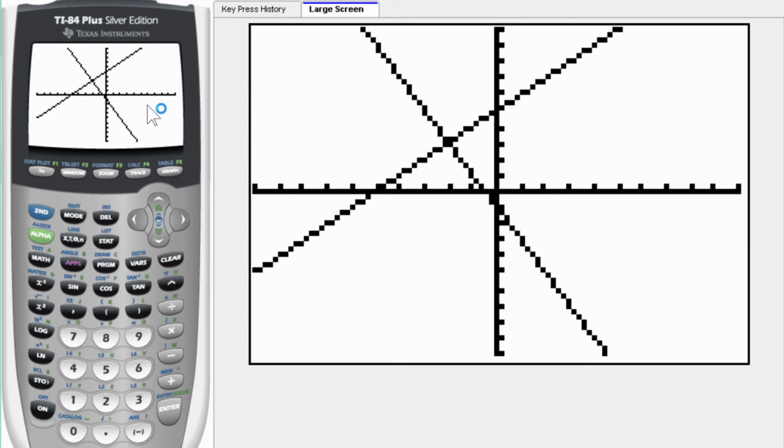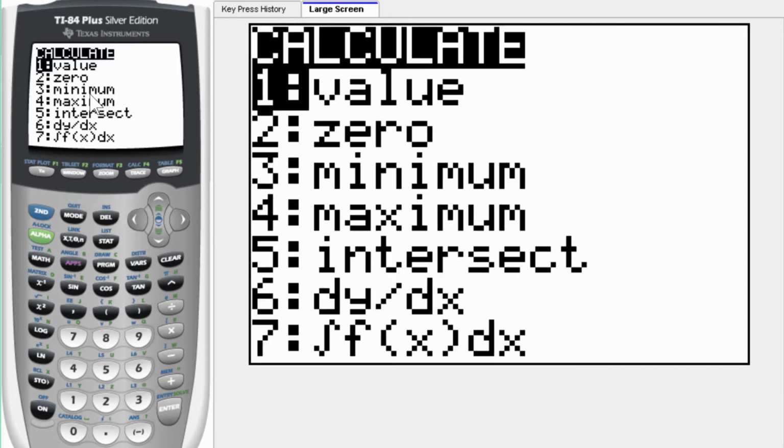So we're going to go under the CALC menu. When we go under the CALC menu, it's above the trace button. So we're going to have to press the second key before we hit the trace button. Under the CALC menu, we see lots of things, but for this example, we want to find the intersection point of those two graphs, so that would be number 5.